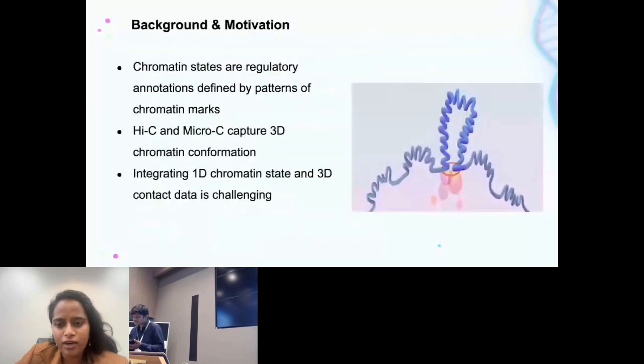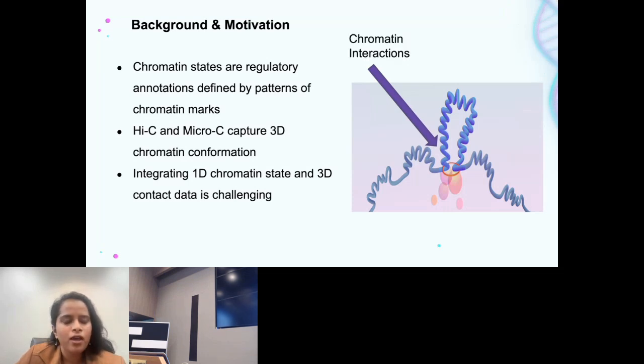Before we dive deeper, let's define a few important terms and research backgrounds that inform our study. Chromatin interactions are when two regions of the genome come in contact. They're important for regulating gene expression. And chromatin states are regulatory annotations defined by patterns of chromatin marks. Hi-C and Micro-C capture the 3D chromatin conformation.